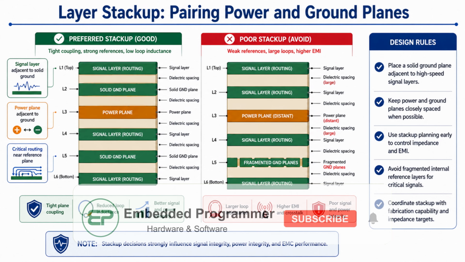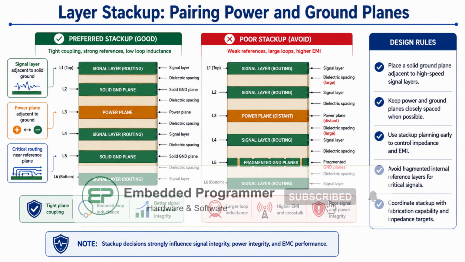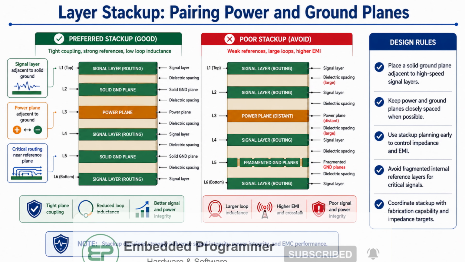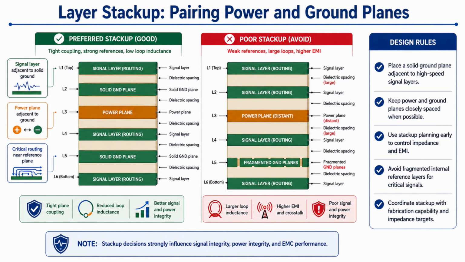Your PCB stack-up controls much more than layer count. It affects impedance, EMI, signal integrity, and power integrity. In the preferred stack-up, high-speed signal layers are placed next to solid ground planes. That gives each critical trace a strong and continuous reference. The power plane is also placed close to a ground plane. This tight coupling reduces loop inductance and improves power delivery.